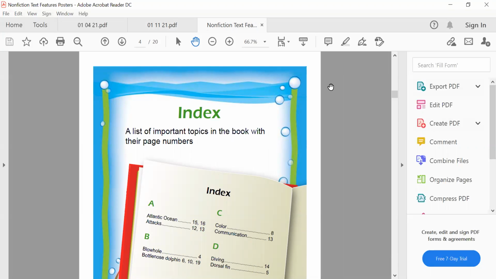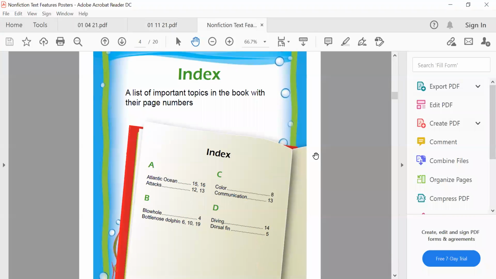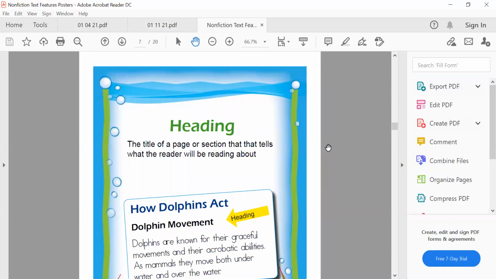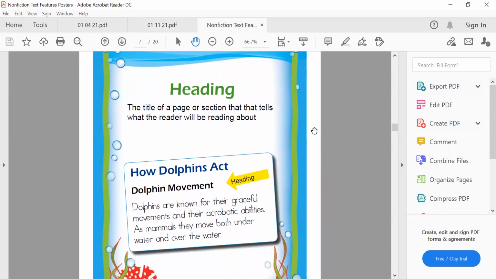Choice A was index. An index is a list of important topics in the book with their page numbers. And here you can see an example of an index. They are usually found at the end of the book. Next, let's take a look at headings. A heading is the title of a page or section that tells what the reader will be reading about. Here we have an example of a heading.